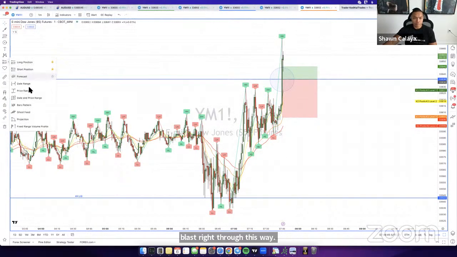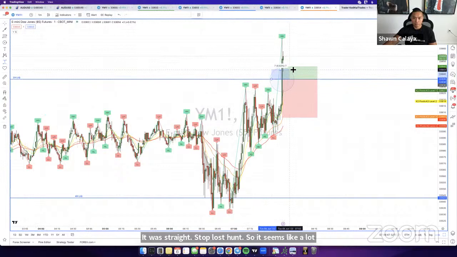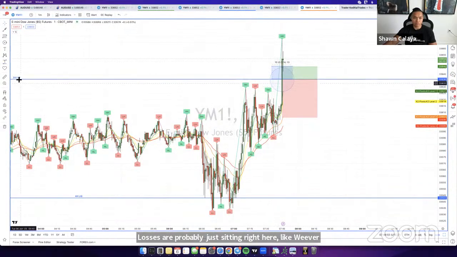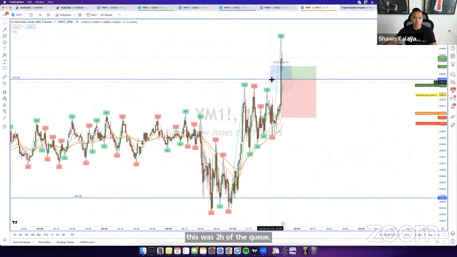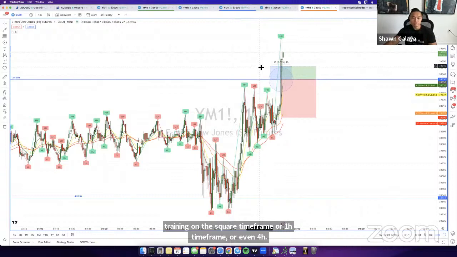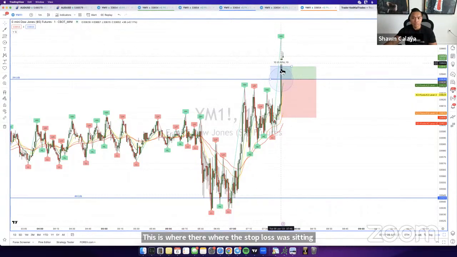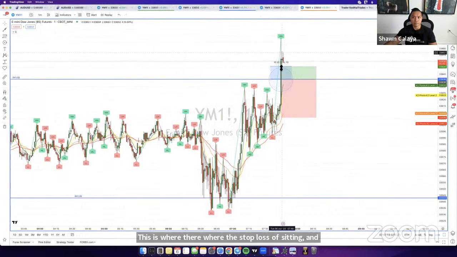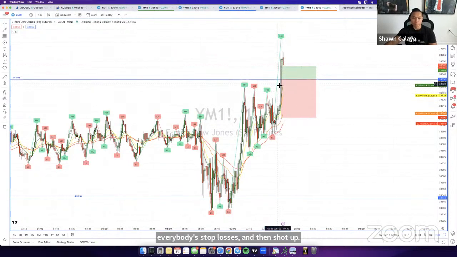So it seems like a lot of stop losses are probably just sitting right here. Like whoever was chasing the sell, a lot of stop losses sitting here. Whoever was trading on the 2-hour time frame, because this was 2-hour liquidity. Basically, whoever's trading on the 2-hour, 1-hour, or even 4-hour time frame, this is where their stop loss was sitting, and it just went for a stop loss hunt. It pretty much grabbed everybody's stop losses and then shot up. I'm not going to count it, but I just want to show you guys the liquidity still works here.